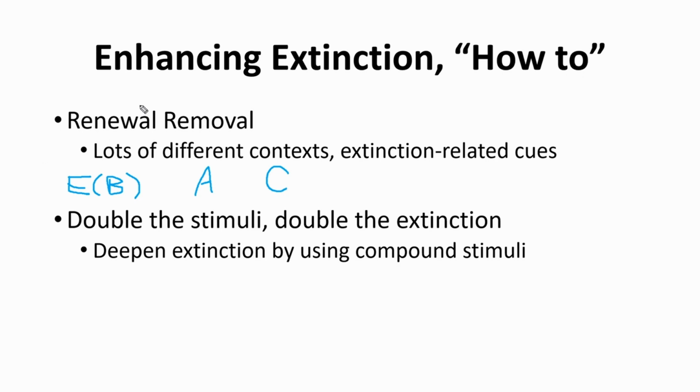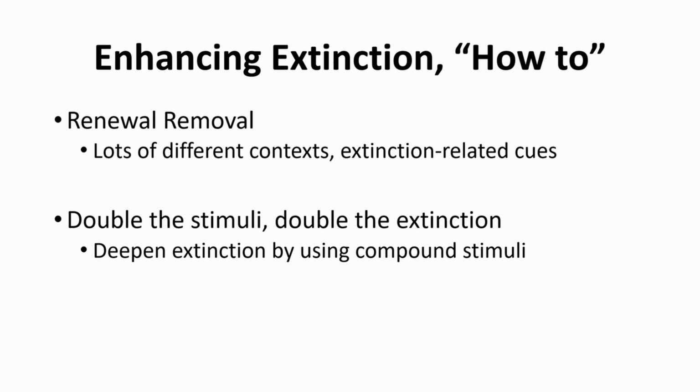So to try and get rid of renewal, maybe you want to go through an extinction process in A, go through extinction in condition C, and have extinction happen multiple times in multiple different environments to try and make it more likely for extinction to generalize to other contexts. And maybe it isn't feasible to go through extinction multiple times in multiple places, but maybe you could use some cues that are specifically related to extinction that you could bring to different contexts.